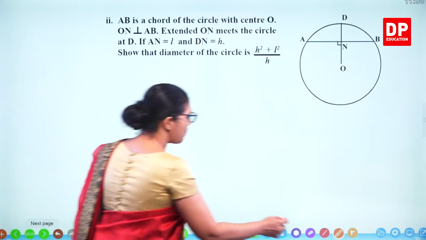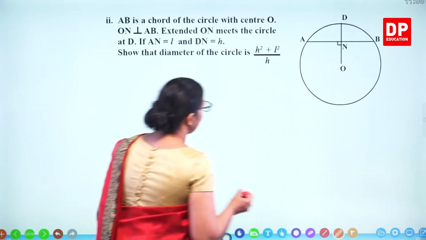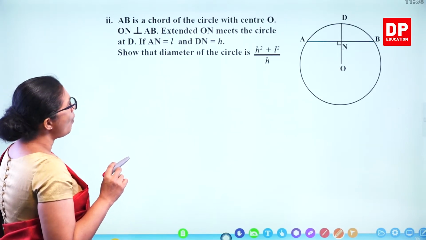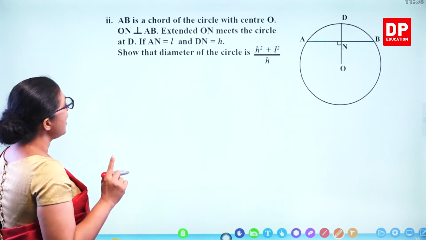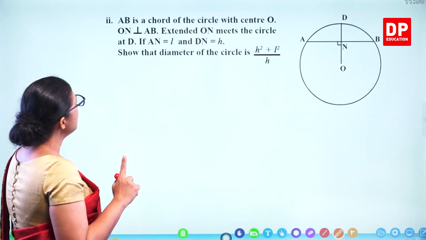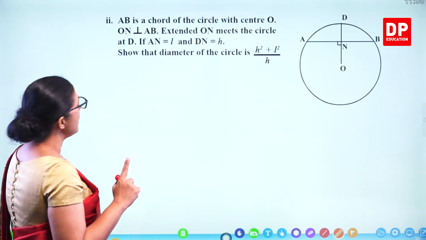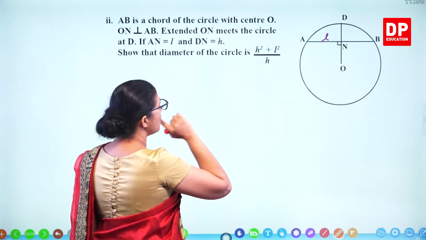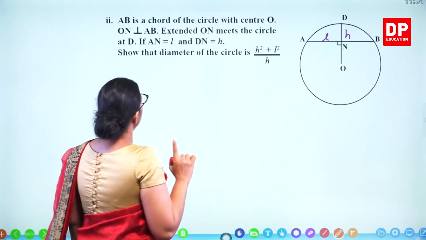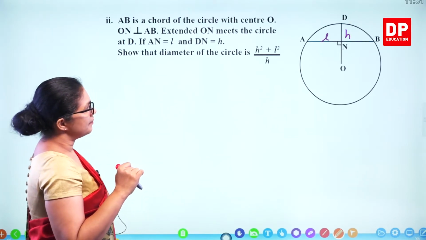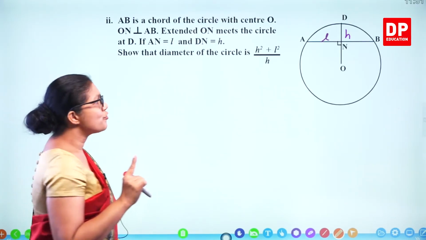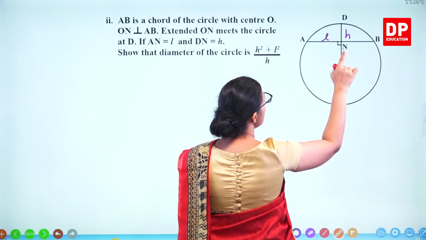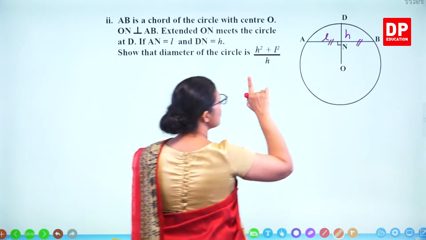Now we'll look at the second part of this question. AB is a chord of the circle with center O. ON is perpendicular to AB. Extended ON meets the circle at D. If AN equals L, DN equals H. Show that the diameter of the circle is this. Now we know when you draw a perpendicular from the center, the chord is bisected. So this length is equal to this length. So that's L.